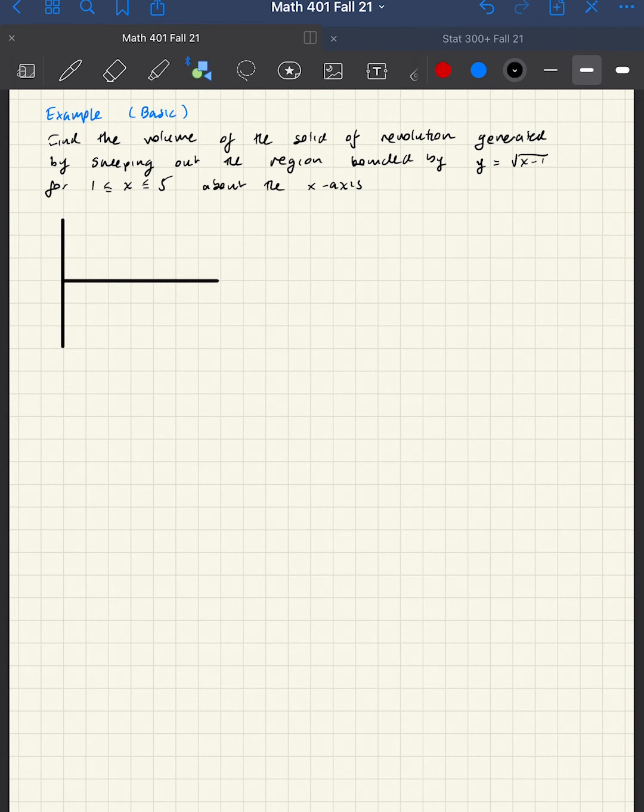So to give you an idea of what we're talking about here, let's graph it. Desmos it if you want to. And our curve here looks like that. Okay, so here's 1, here's 5, 2, 1, -2. So you will imagine that the solid of revolution should look something like this. And we're saying, what is the volume of that solid?